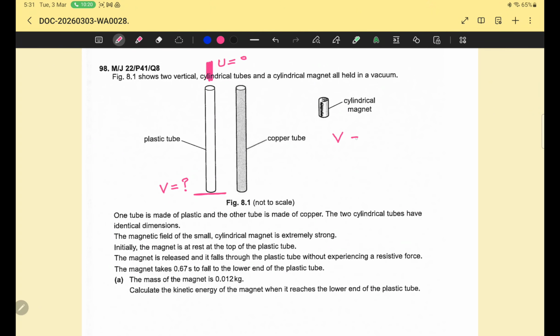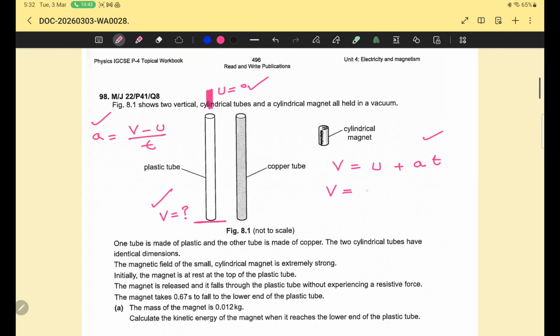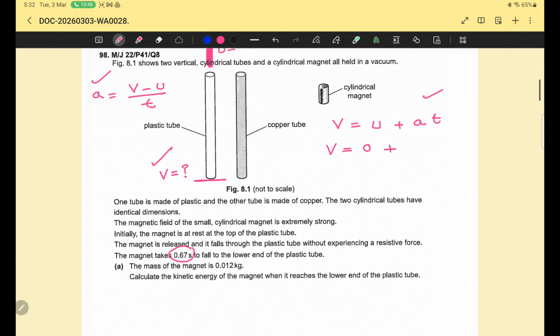Actually, I taught you this equation, and this equation is called first equation of motion. V is equal to U plus AT. And actually, it is the modified form of this equation. You can use this equation as well, but its modified equation is this. And in this equation, sir, we are calculating final velocity, is equal to initial velocity is 0. Time, yes, sir, we are given time. Time is 0.67 seconds.